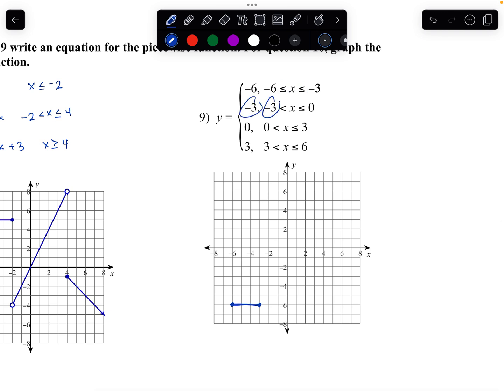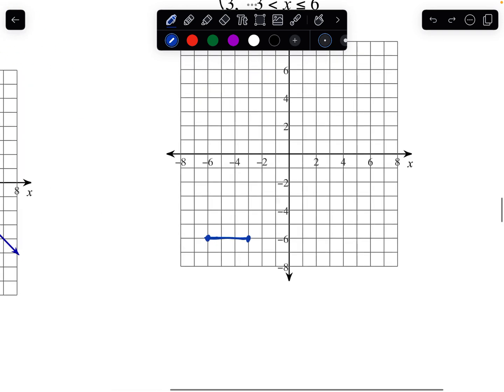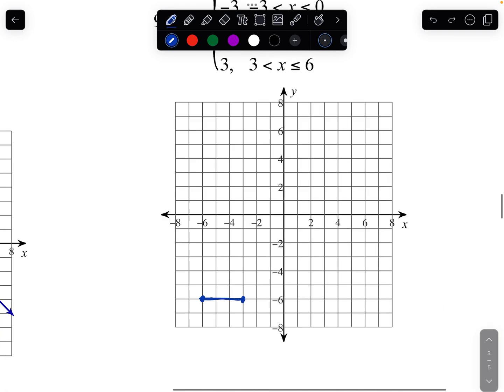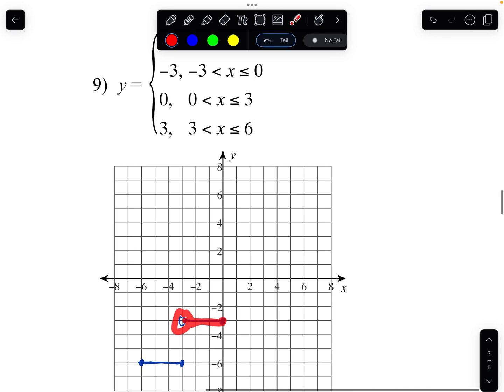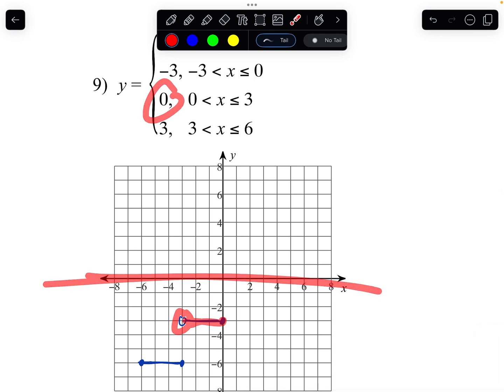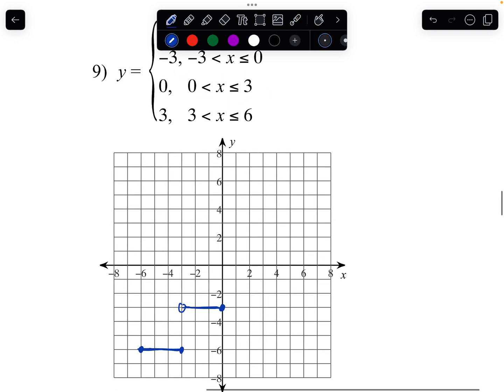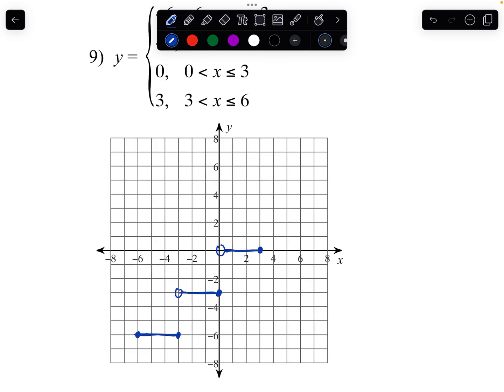Then it's going to be -3 from -3 to 0. Is that a closed dot? No, it's going to be open. So -3 to 0. There's our function. Okay, and then we're going to be 0 from 0 to 3. And then it's going to be 3 from 3 to 6.